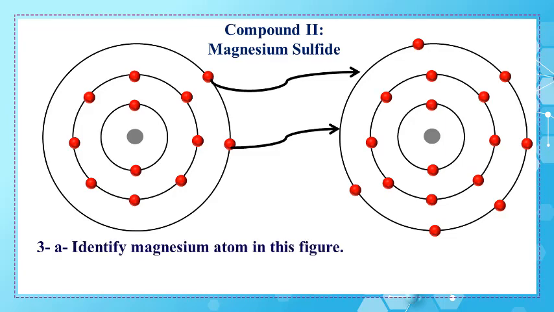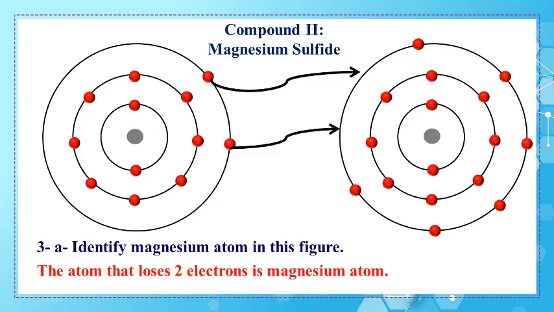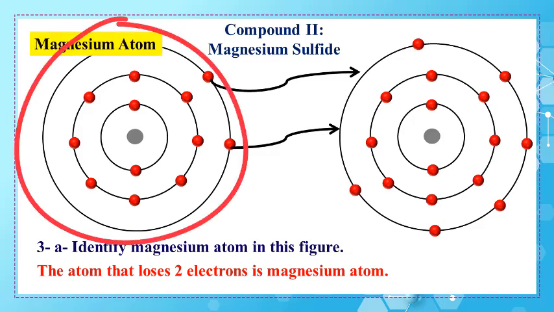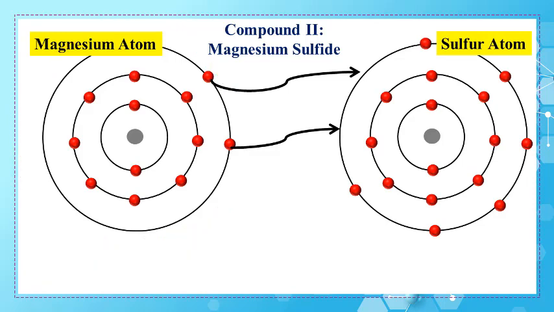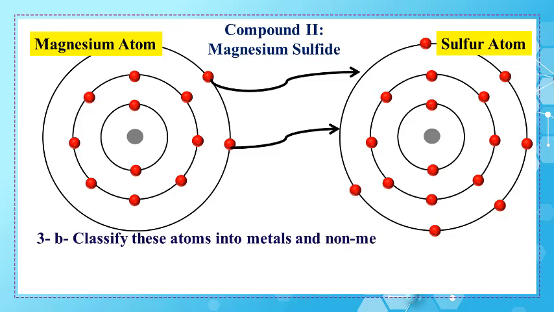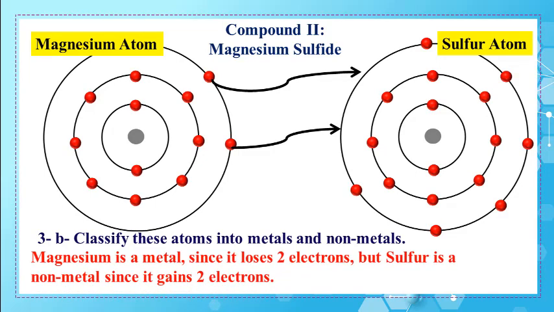In part 3a, identify magnesium atom in this figure. Magnesium atom loses 2 electrons to become magnesium ion, so the atom that loses 2 electrons is magnesium atom, and the atom that gains the electrons is sulfur atom. In part 3b, classify these atoms into metals and nonmetals. Magnesium is a metal since it has the tendency to lose electrons. However, sulfur is a nonmetal since it has the tendency to gain electrons.